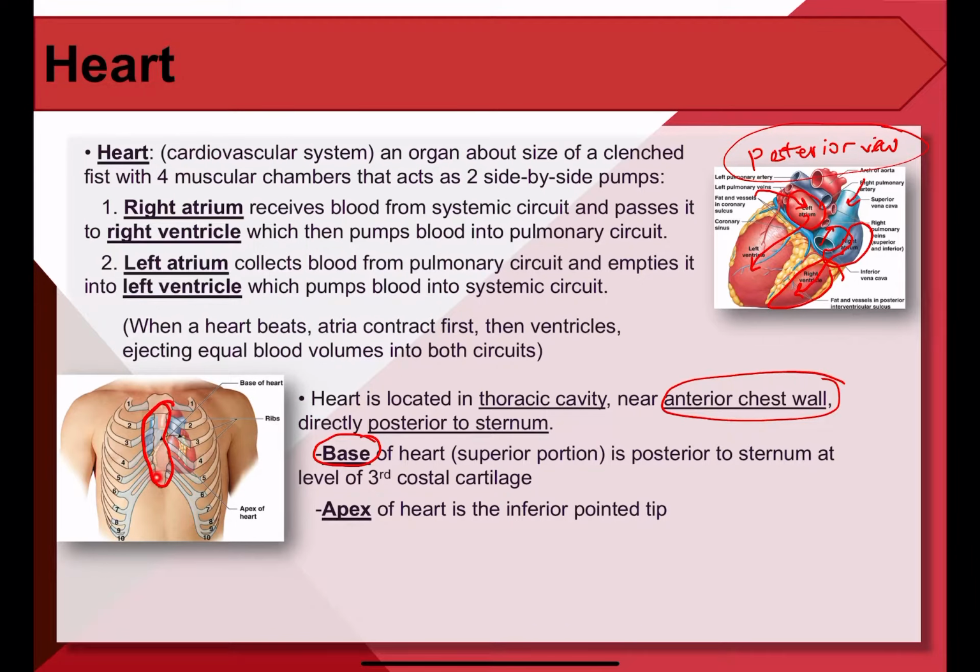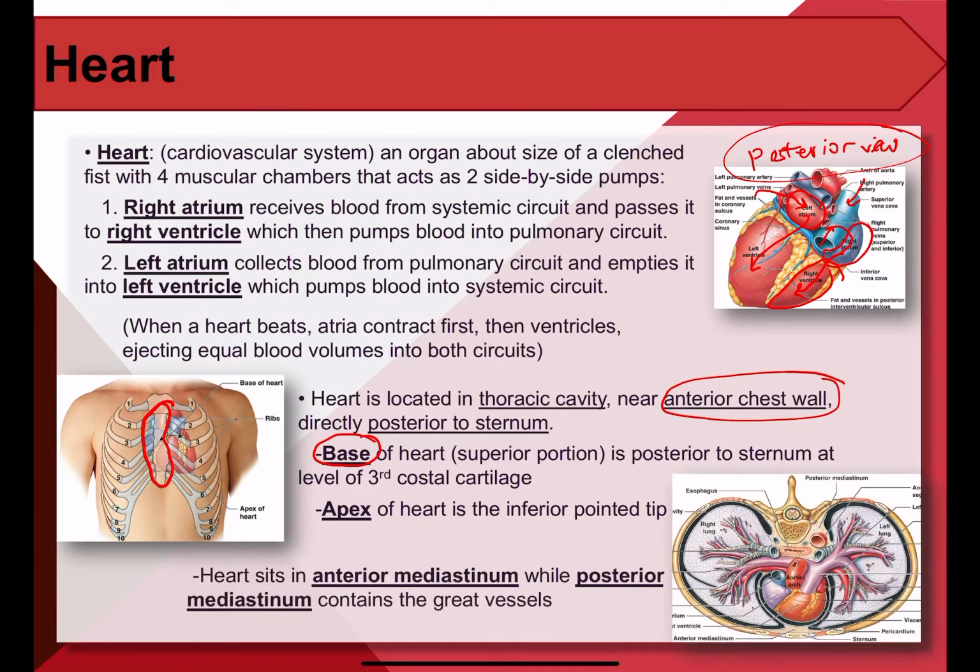Okay, so the base of the heart is actually posterior to the sternum, because the sternum is right here. And the thing is, the heart is not entirely symmetrical inside our thoracic cavity. It's kind of angled towards one side of the chest. So that's why only the base of the heart is directly posterior to your sternum. The apex of the heart is actually the inferior tip of the heart that kind of angles toward the left side of the body. Okay.